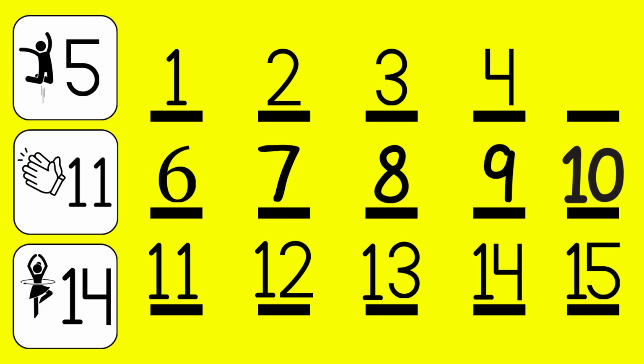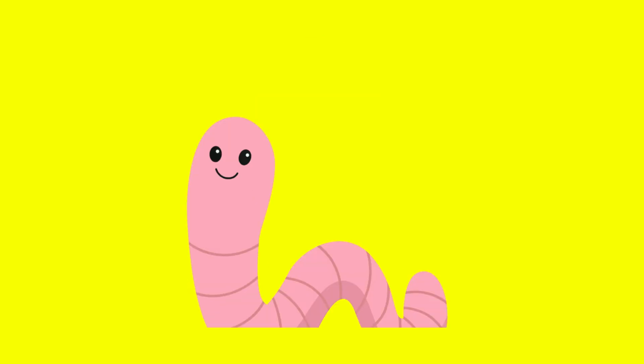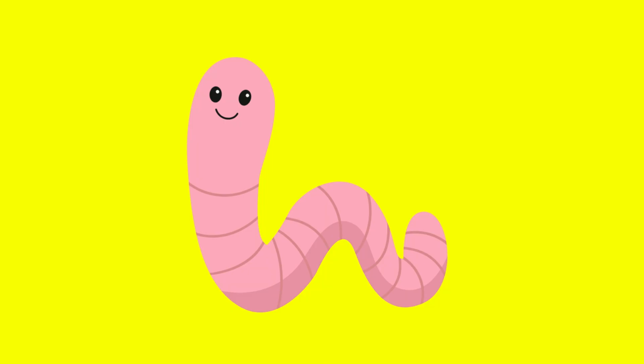Number 5 is missing. If you jumped up, you were correct. Number 14 is missing. All you spinners were correct. Nice work, boys and girls. Before I say goodbye, let's wiggle like a worm for 10 seconds. Count with me. 1, 2, 3, 4, 5, 6, 7, 8, 9, 10.